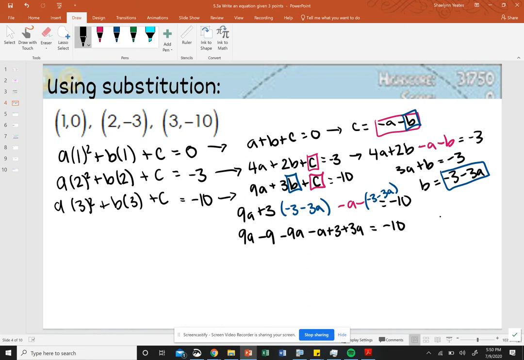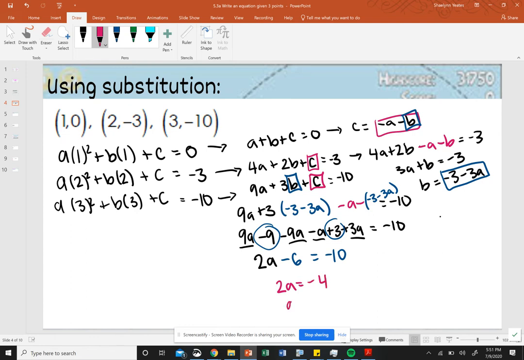So here's where I combine like terms. So I have 9a minus 9a, so that's 0. Minus a is -a, plus 3a is 2a. So we have 2a. That was from all of this. Okay, and then I'm going to take my -9, my +3, and I get -6 equals -10. So now I add 6 to both sides, and I get 2a equals -4.